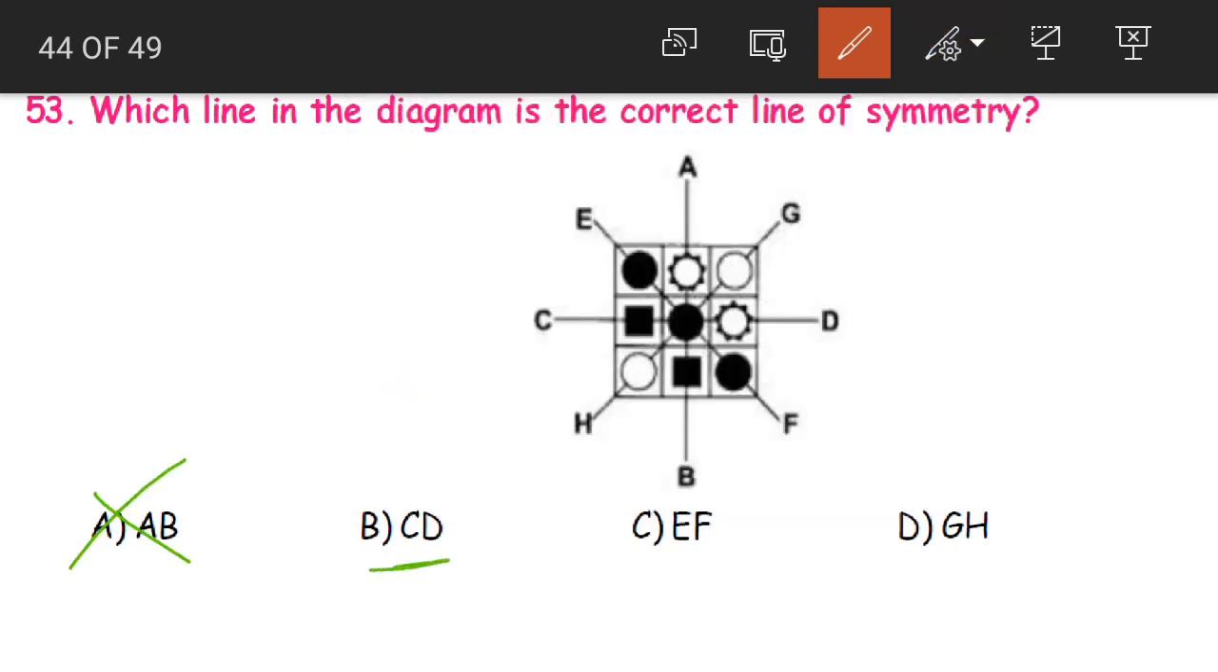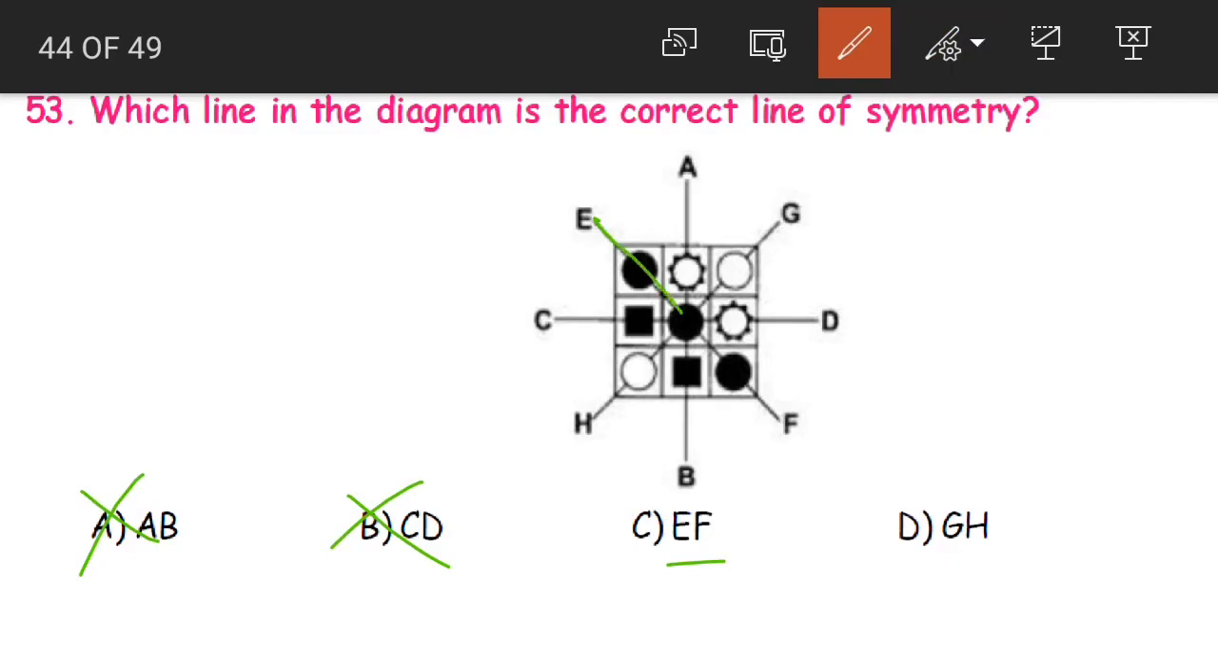Option B, CD. Let us look at CD. Again, CD is also not the line of symmetry. Why? See, here we have the sun but here we have a square. Here we have a black circle but here we have a white circle. So again, CD is also not our line of symmetry.